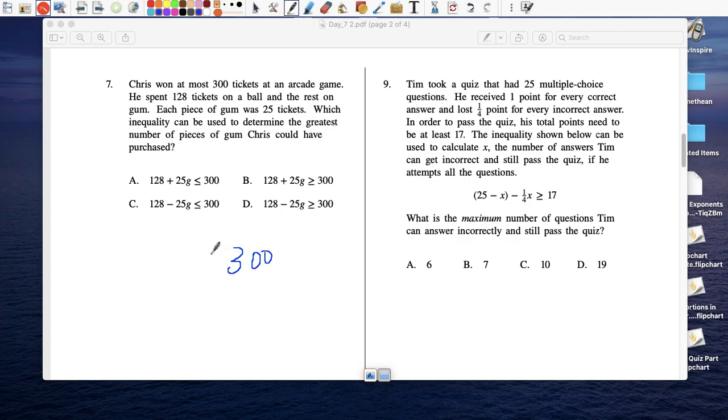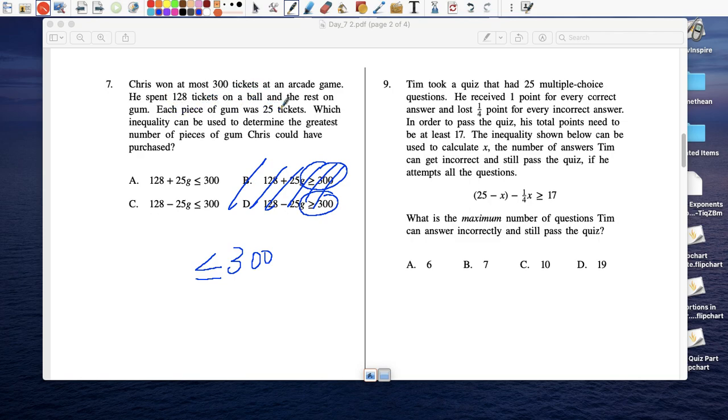That means that whatever he won was less than 300 or even equal to 300. So right off the bat, this one that says greater than 300 is gone, and this one that says greater or equal to 300 is gone, and this one that says also greater or equal to 300 is gone. So this, I'm not even paying attention to it. He spent $128 tickets on a ball and the rest on gum.